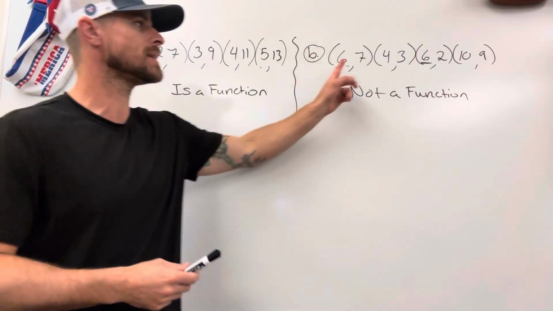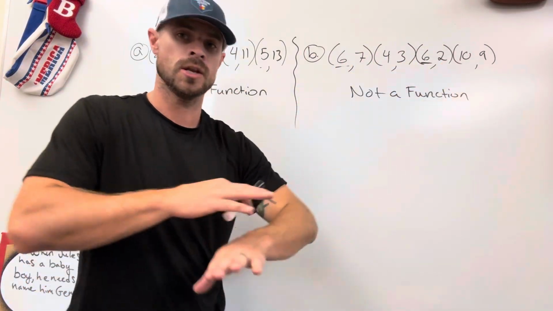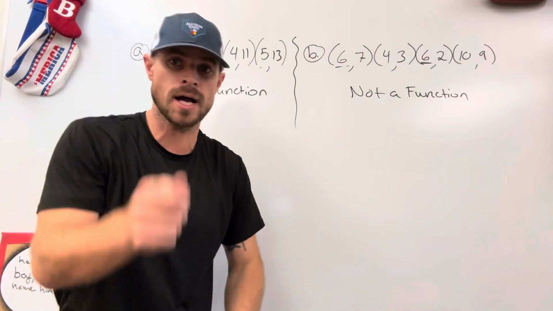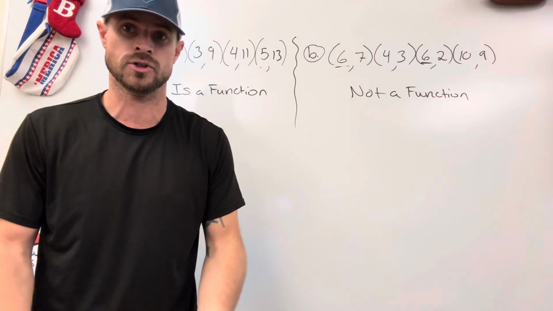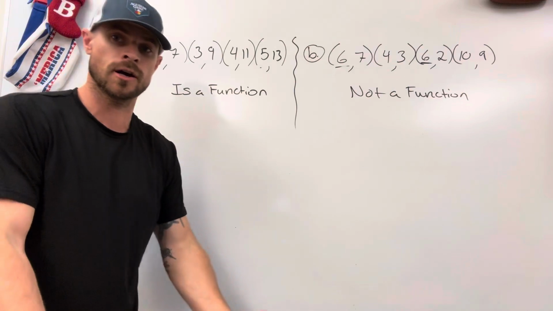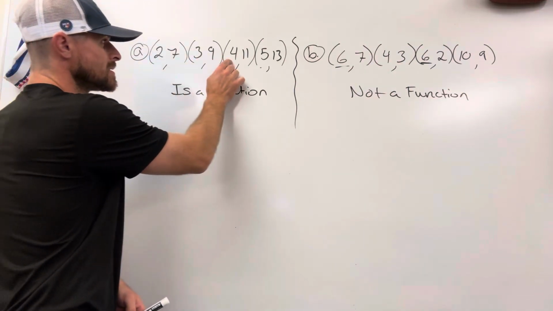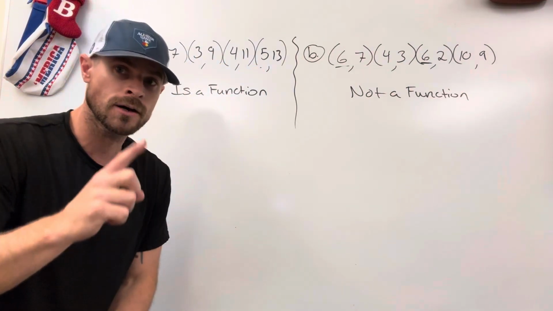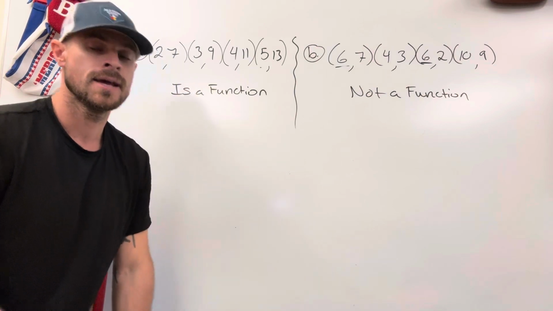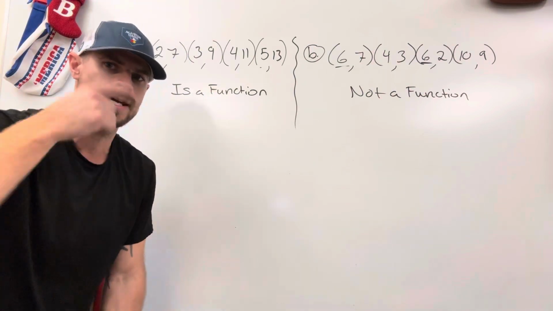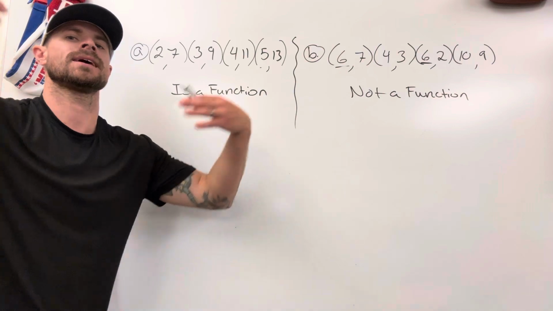If you have repeated X values with different Y values, not a function. If you draw a vertical line and it hits more than one time, not a function. If those things do not occur, no repeats for X's, only one arrow going off of the mapping diagrams, and if you draw a vertical line and it only hits once, those are all examples of functions.